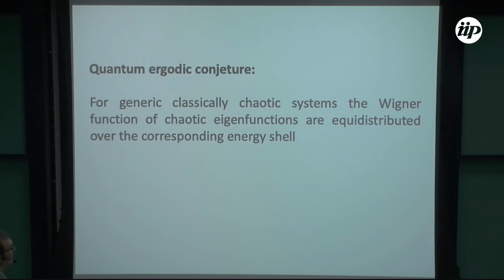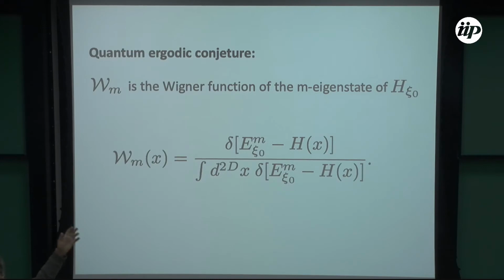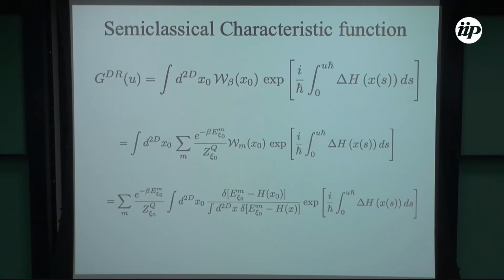And of course, the last ingredient is the quantum ergodic conjecture, the Berry conjecture: for a generic classical chaotic system, the Wigner function is equidistributed in the corresponding energy shell. So you can write the Wigner function of some state in this way, with the delta function and this normalization.